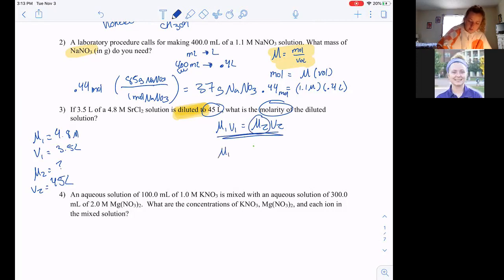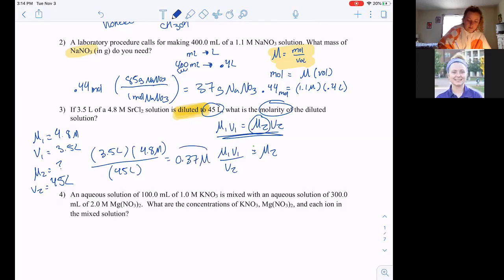So that's going to be M1 V1 divided by V2 is equal to M2. So how I'm going to write it is 3.5 liters times 4.8 molarity divided by 45 liters is equal to 0.37 molarity. Okay. I like to box my answers so it's easier to find.